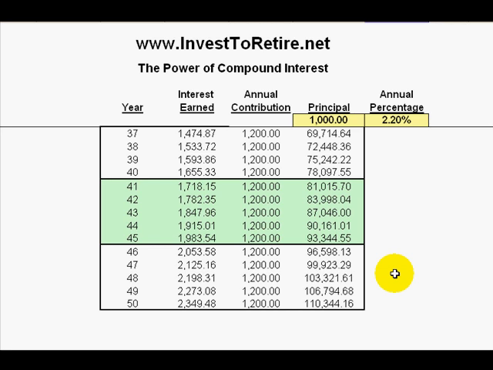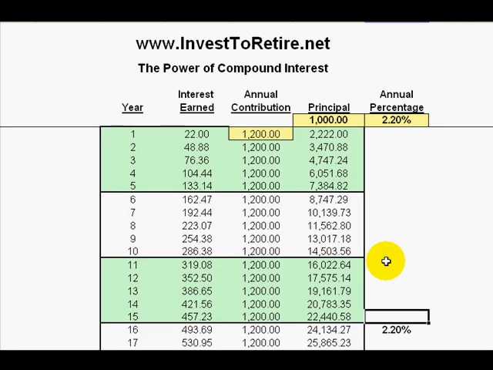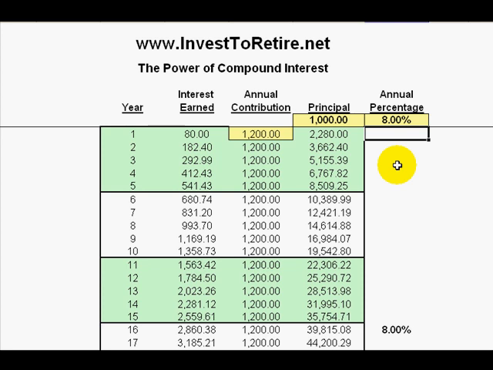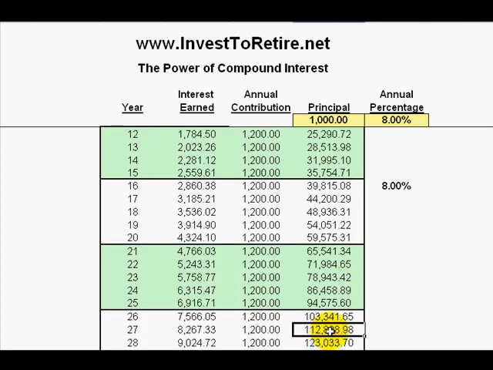So how about this? You ready for some fun? What happens if we increase the interest rate to a modest 8%? Now let's see how many years it's going to take to get to that same $110,000. At the end of 27 years, you'll be at $112,000 plus, which, if you'll recall from the previous example, you didn't get to until 50 years.